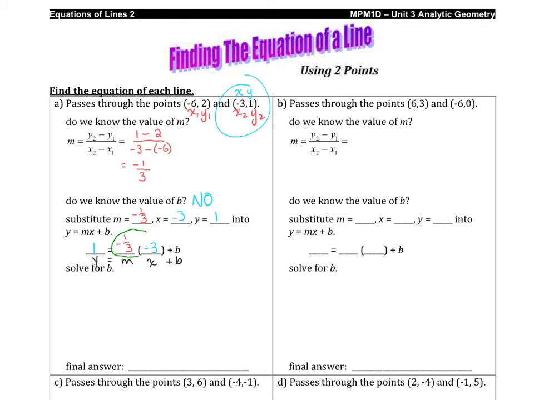First thing is to multiply these 2 numbers. So -1/3 times -3 is +1 plus b. So now we're going to subtract 1 from both sides to isolate b. So that makes b equal to 0. So the y-intercept is 0, which means technically we don't have to write it. So your final answer is y equals the slope, -1/3 x, plus the y-intercept, which is 0, which we don't have to write.